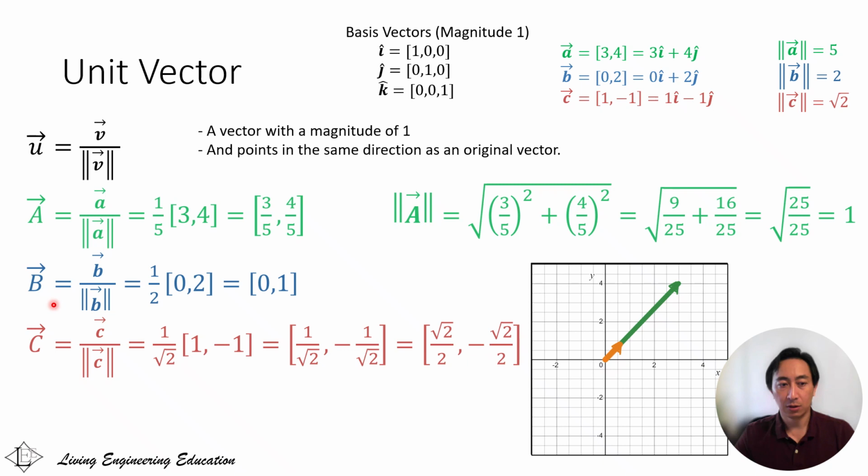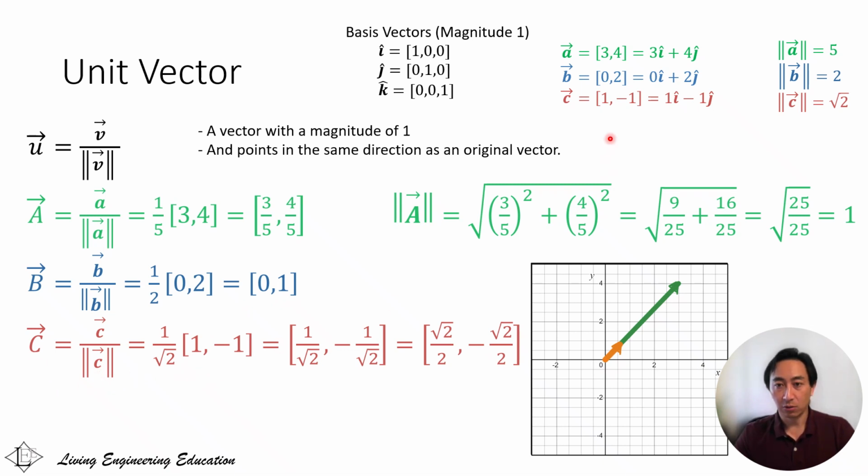For the B vector, this was 0, 2. We remember from the graph it was pointing in the positive y direction, so this would essentially just be j hat. But we can write it out, right? The B vector is 0, 2, and we divide it by the magnitude, the scalar 2. So 0 divided by 2 is 0, and 2 divided by 2 is 1. You could solve for the magnitude, and you would see that this equals 1 as well.